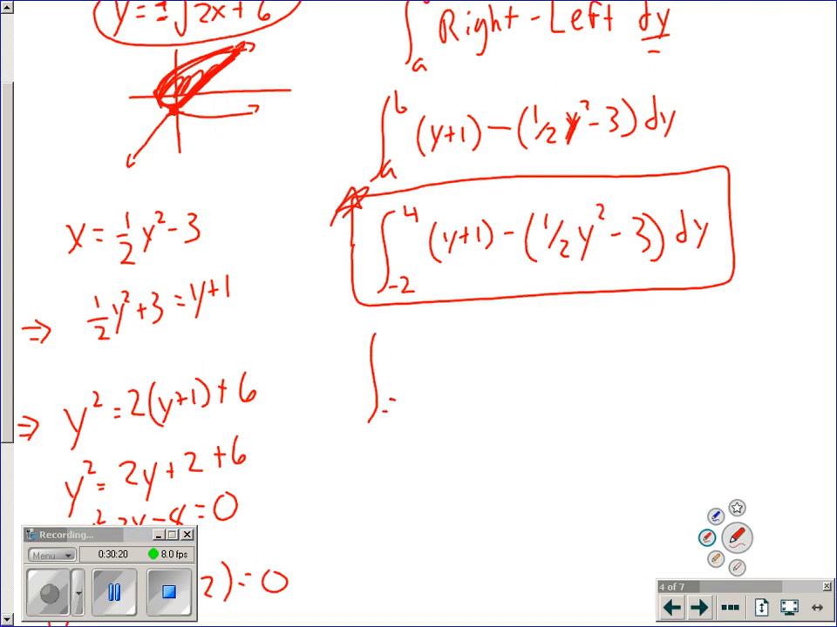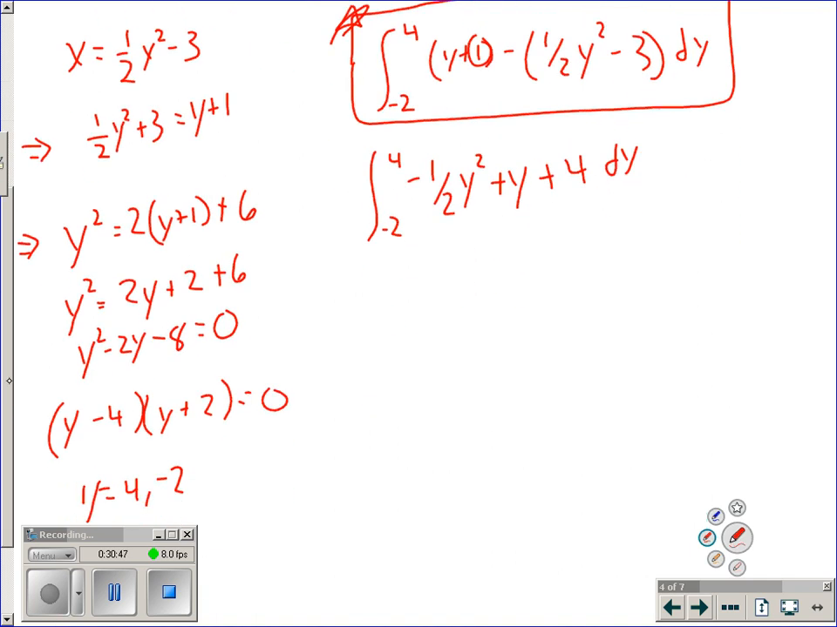So just rewriting it, I got negative 2 to 4. Wouldn't that just be negative 1/2 y squared plus y? And then I'm going to combine 1 minus negative 3, or plus positive 3. Wouldn't that just be plus 4? You can check my math on that. I'm going to take a second and make sure I did that right. Minus 1/2 y squared plus y, and then plus 4. Okay, so let's integrate and solve. Let's see what we get.